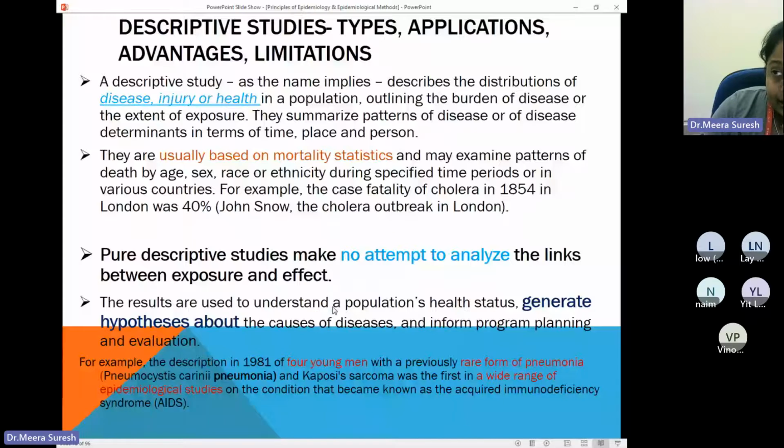And in case of analytical epidemiological study, it will be testing those hypotheses. So for example, the description in 1981 of 4 young men with a previously healthy state.